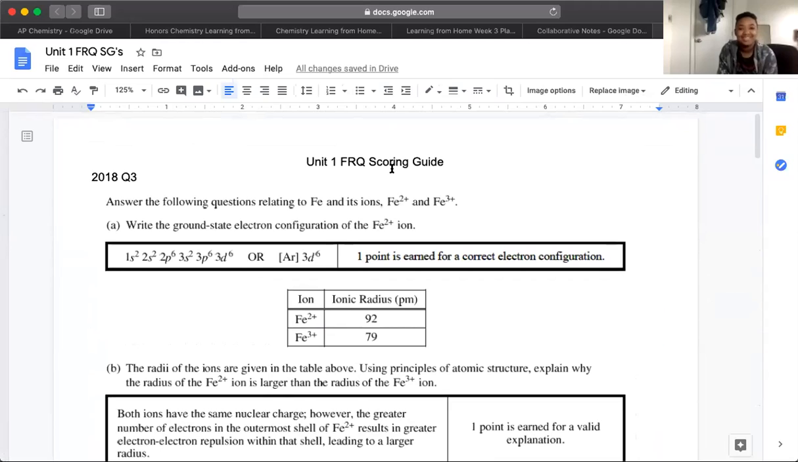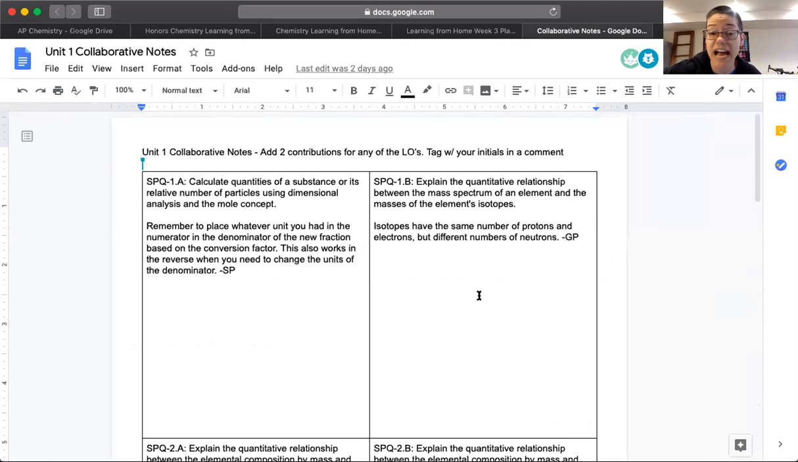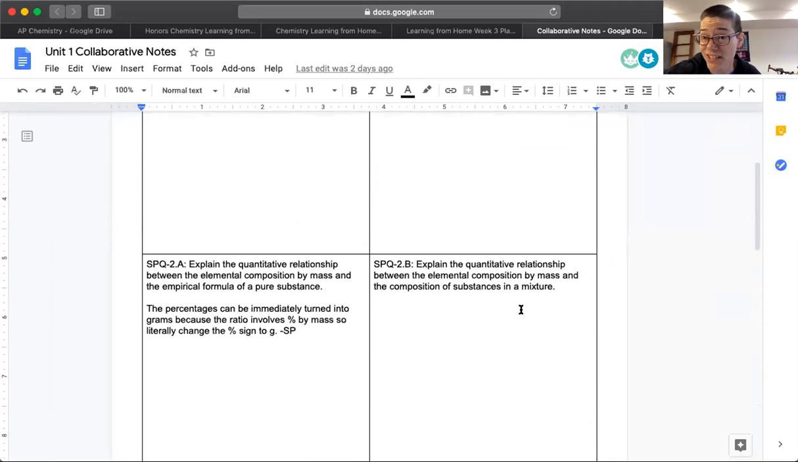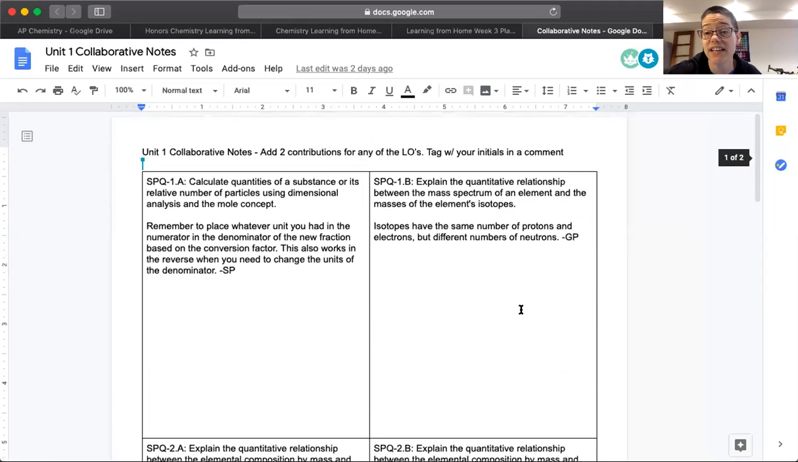Okay, so this is the specific scoring guide. I'm going to put this in the weekly plan so that you can see how they've used the language and everything here. The only other thing for today is a reminder to add stuff to the collaborative notes, and it doesn't have to be text. You can drop in pictures, whatever you want, but let's get some information in here. Get your contributions onto the collaborative notes by Monday, and then you need to do the personal progress checks.